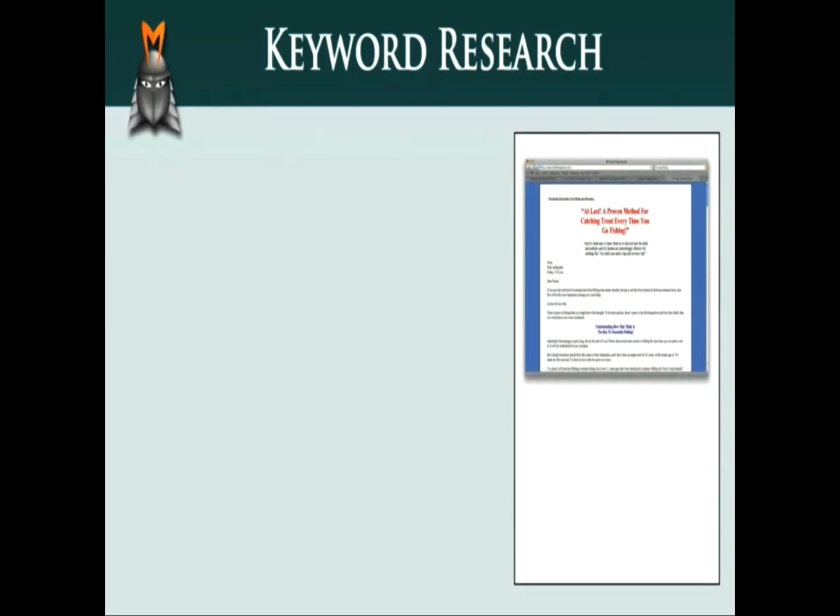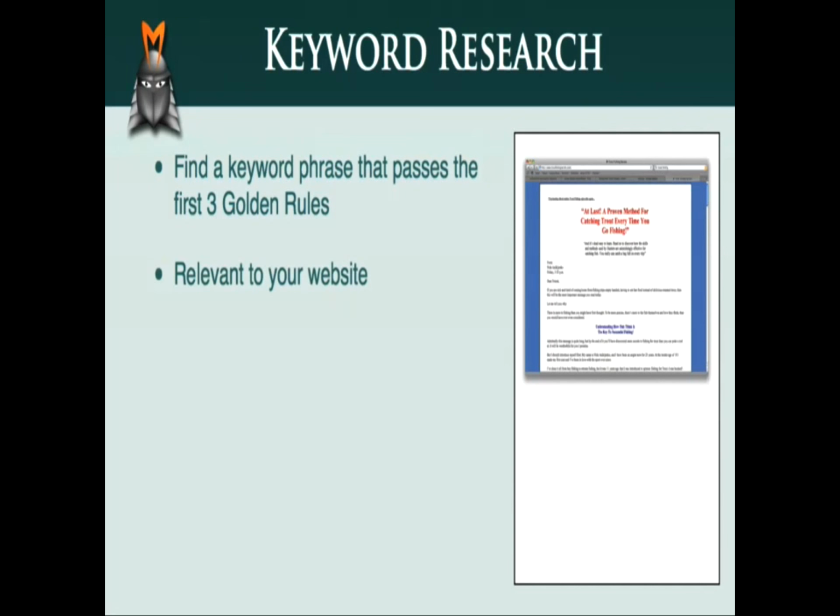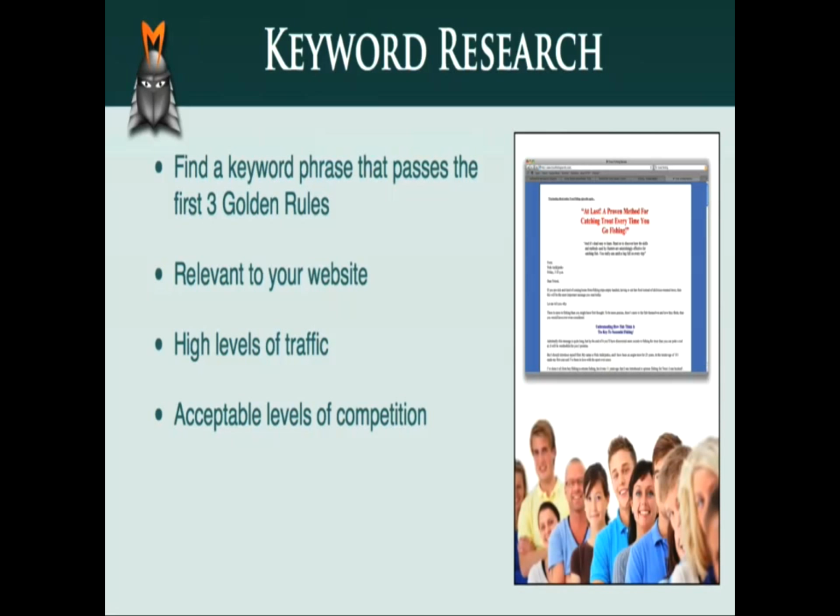Imagine that after setting up your website, you do some keyword research and find a keyword phrase that passes the first 3 golden rules. It is relevant to your site, it has high levels of traffic, and it has an acceptable level of competition. You then optimize your website for this phrase and manage to obtain the #1 spot in Google. As a result, your website attracts a large number of visitors each day. The only problem is that no one seems to be interested in buying anything. One reason for this is that you may have unintentionally targeted a phrase that has a low level of commerciality.